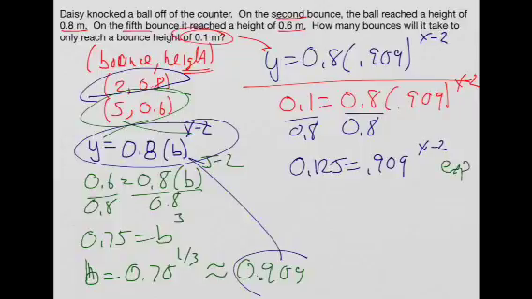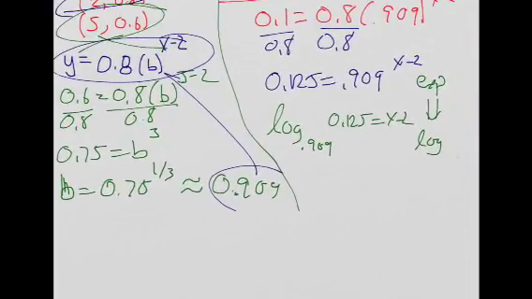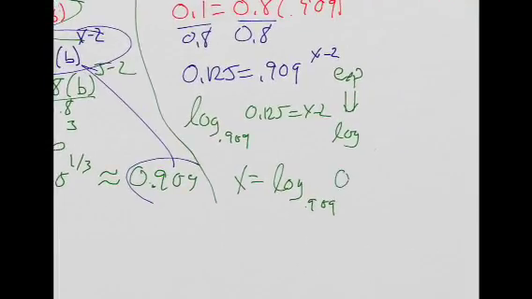And here I'm exponential. I'm going to go log. So I'm going to say the log base 0.909 of 0.125 equals x minus 2. I can have a base that's a decimal. It doesn't matter as long as it's not 1 and it's greater than 0. So my x is going to be the log base 0.909 of 0.125, and then we're going to add 2 to that.